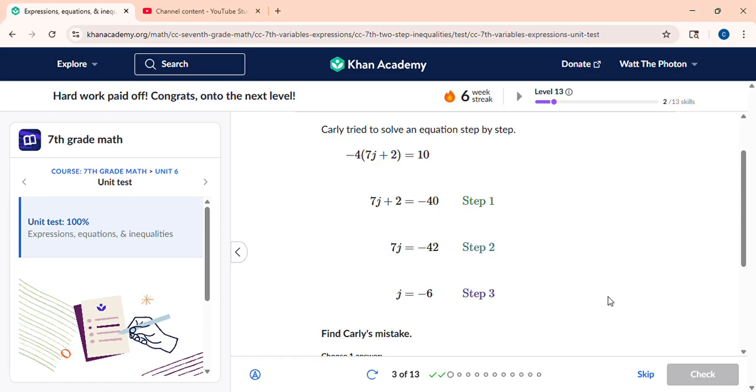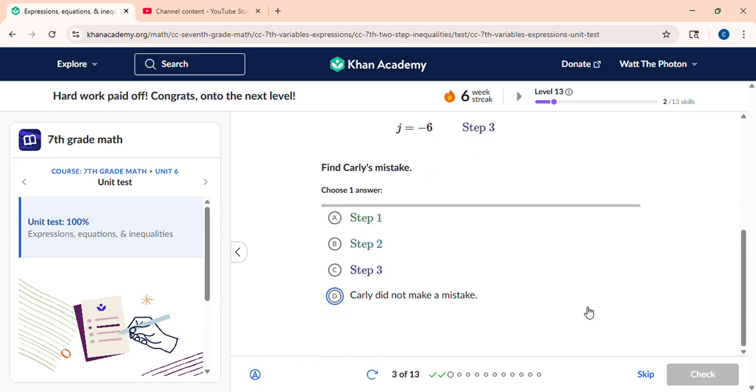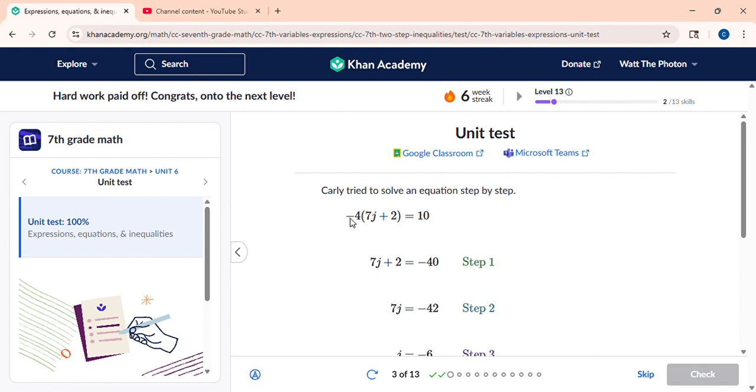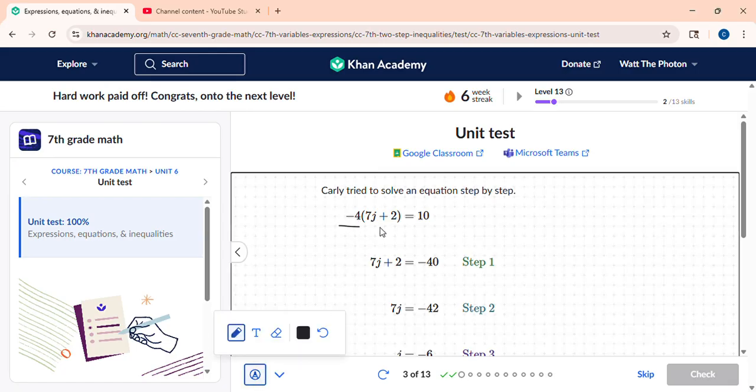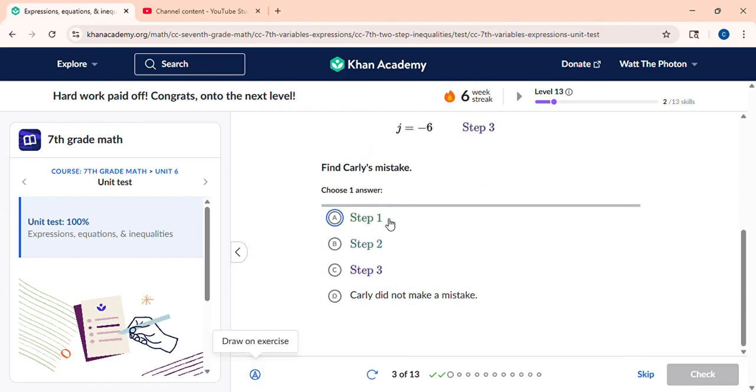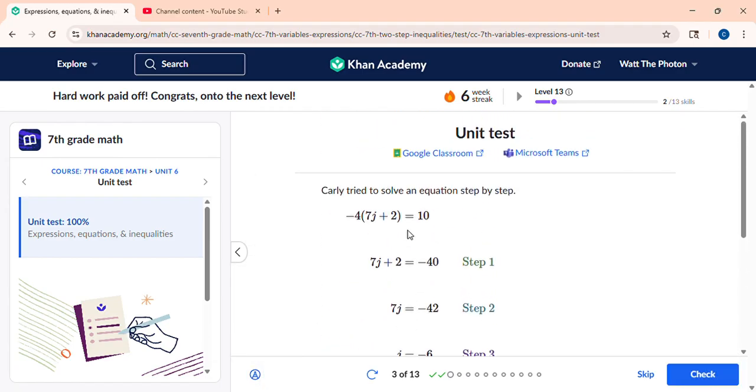Carly tried to solve an equation step by step. Find Carly's mistake. Step 1 seems off. So you're supposed to divide each side by -4. To divide by -4, divide by -4. That's wrong. It should be -2.5. So step 1, -6. If you plug that in, it should be -42 plus 2, so it's -40.